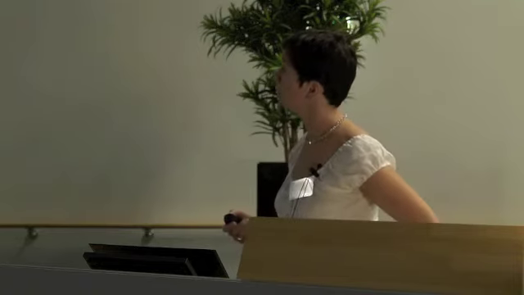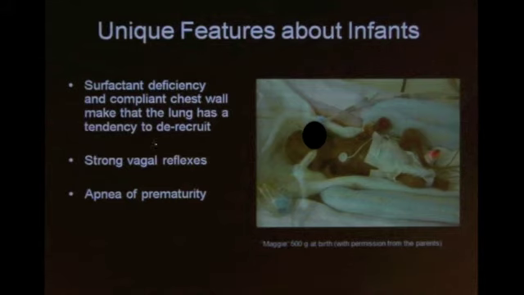Because my talk is going to talk about differences between infants and adults, I thought I'd just briefly talk to you about some of the important differences from the EDI point of view. Babies, especially the premature ones, have surfactant deficiency and a compliant chest wall, which makes the lung have a tendency to de-recruit, as we talked about just a few minutes ago. They have very strong vagal reflexes, and they have apnea of prematurity. So if you're having apnea and you're using respiratory drive to control a ventilator, how does that affect the situation? So we'll talk a little bit about diaphragm activation.